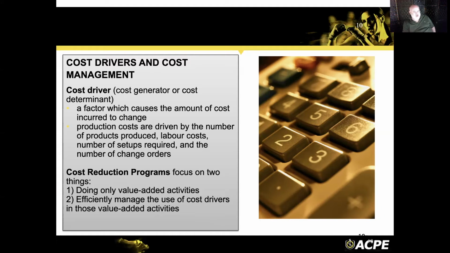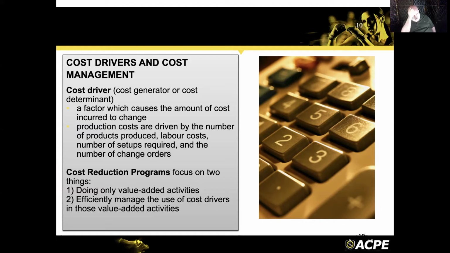Now, it's really important for a company to understand cost drivers, because there's a couple of things here. You can't manage your costs if you don't know what your costs are, and you can't manage your costs if you don't know what drives your costs. So that's why cost drivers are so important.